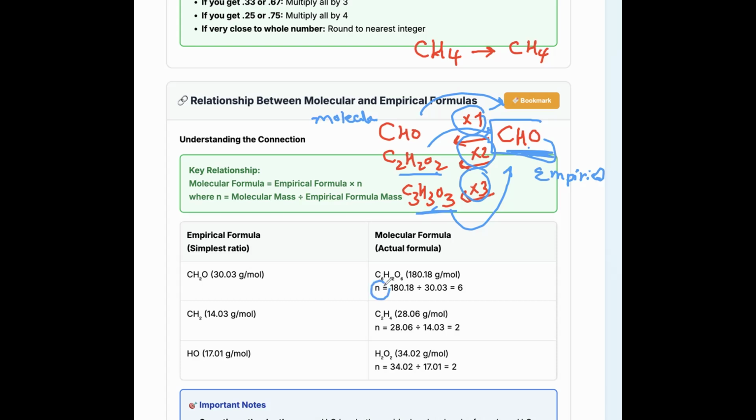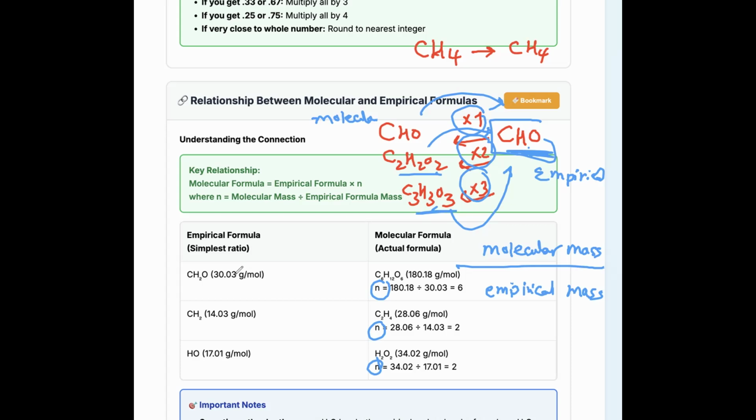To get the number of times it is repeated, you can divide the mass of the molecular by the mass of the empirical. If you divide the molecular mass of the big compound by the mass of the simplest ratio, which is the empirical, you will get an n. What is the n? It is how many times it was repeated. So you'll be able to know how many times it is repeated, and you will know what your molecular formula is.